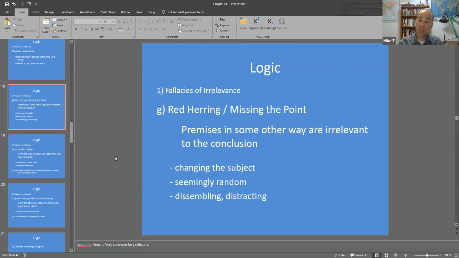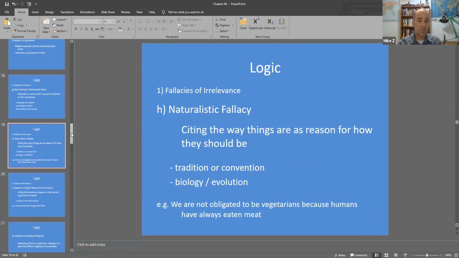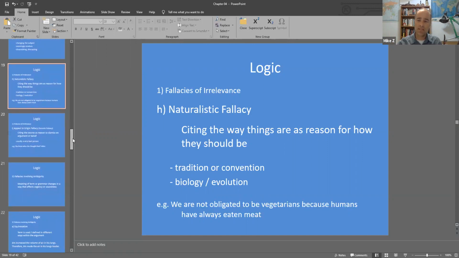Okay, so here's one that's actually not in the book, but I think it's an important one to understand. It's usually called the naturalistic fallacy. You might see this with a few different labels; this is the label that I like for it. In general, this is citing the way things are now, or the way things have always been, or the way things were in the past, and using that as a reason for the way things should be right now.